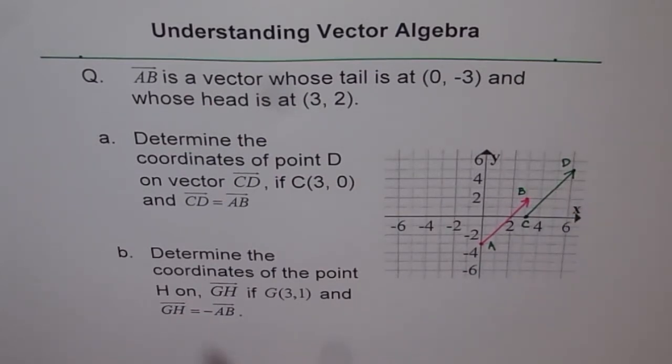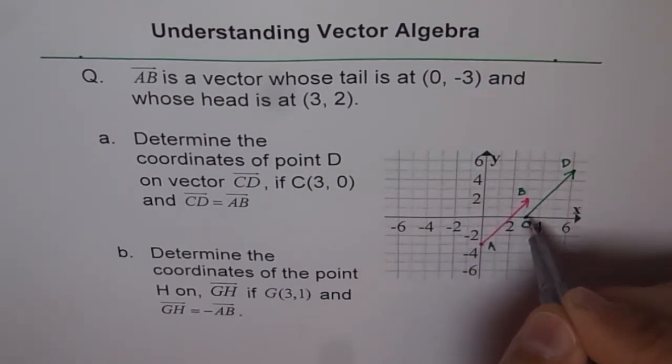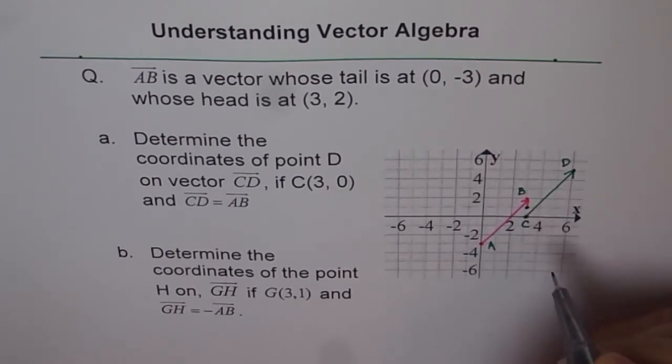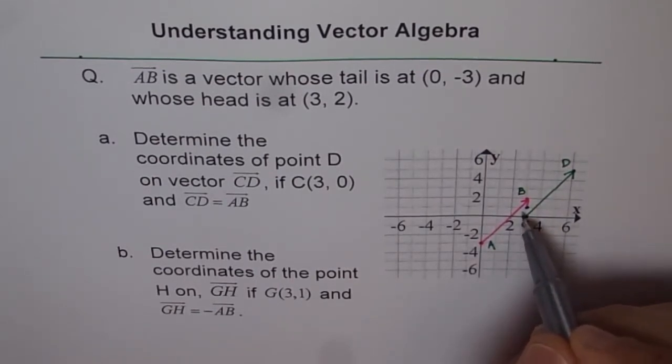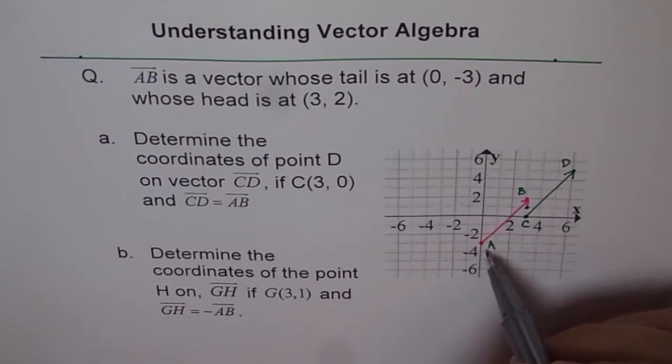Now, when you do part B, remember, it is minus AB, correct? For minus AB, the direction is reversed. Remember that. So you go to G. G is 3, 1. So you get 3 and 1, which means you are here. You go to G. This time the tail is the same, right? But the y point is in the reverse direction. That is kind of important, so look into how to do this part.